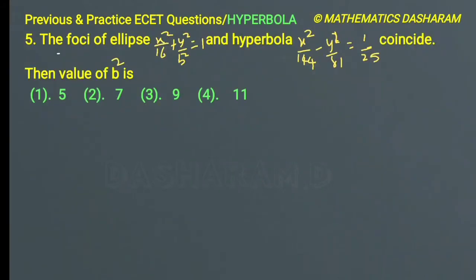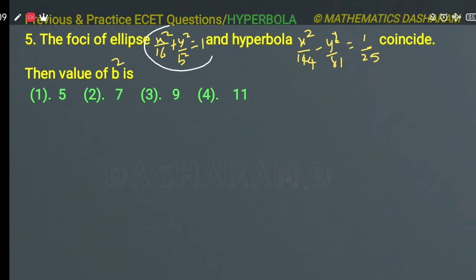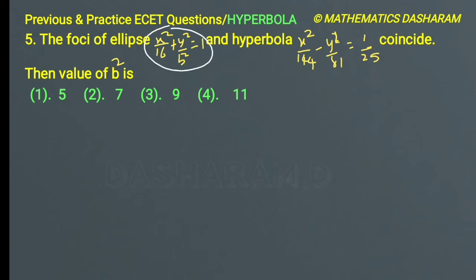Fifth question, the foci of the ellipse x square by 16 plus y square by B square equals 1 and the hyperbola x square by 144 minus y square by 81 equals 1 by 25 coincide. The foci of the ellipse and the foci of the hyperbola both coincide. So then what is the value of B square?